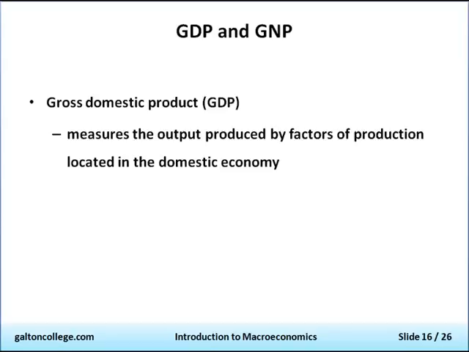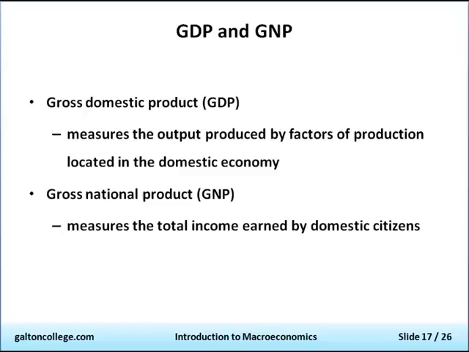Gross domestic product is a measure of the output produced in the domestic economy. It's the measure of output produced by our factors of production. We have 4 factors of production: land, labour, capital and entrepreneurship. So it's the output produced by those factors, and the more we produce, the higher our GDP.